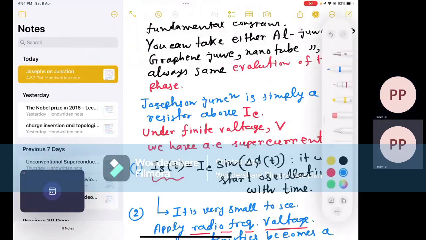We're almost at the end, but one second.